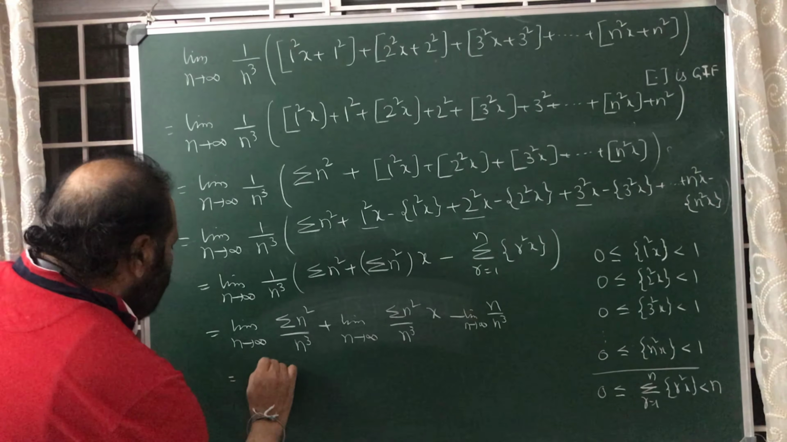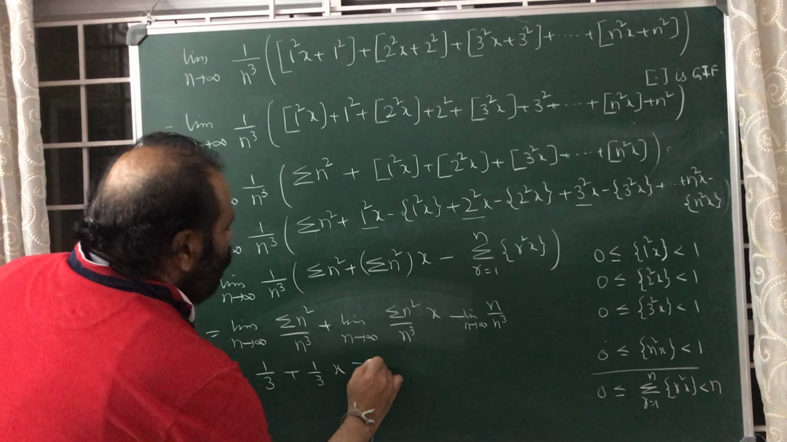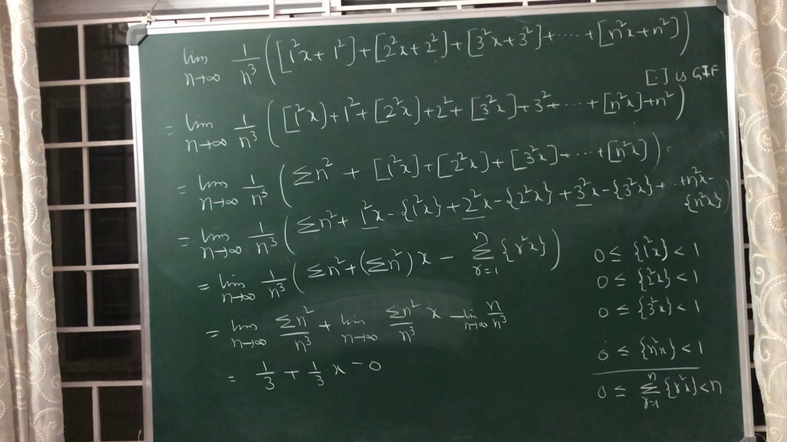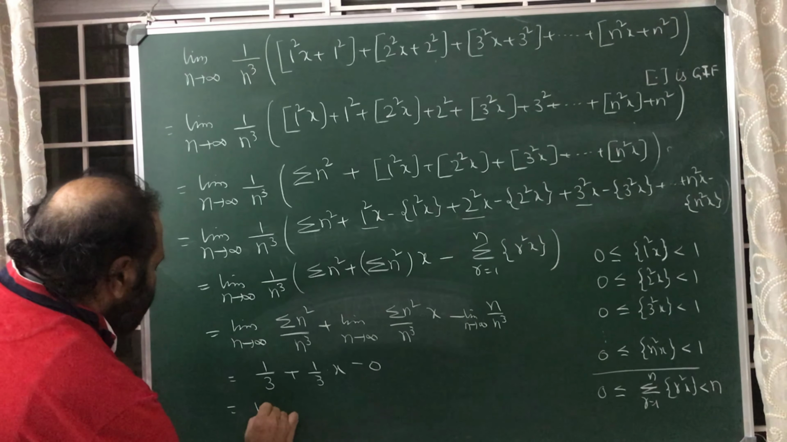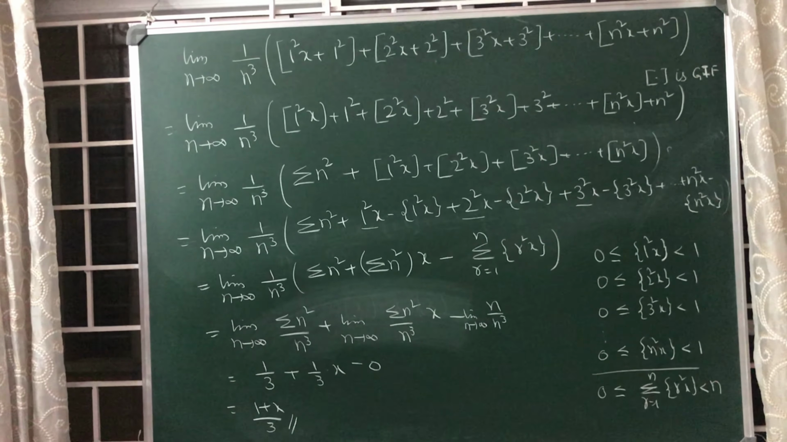Sigma n squared by n cube is 1 by 3, as we already proved in earlier sessions, plus this is 1 by 3 into x. Anyhow, n by n cube tends to 0. Therefore, the answer is 1 plus x by 3.